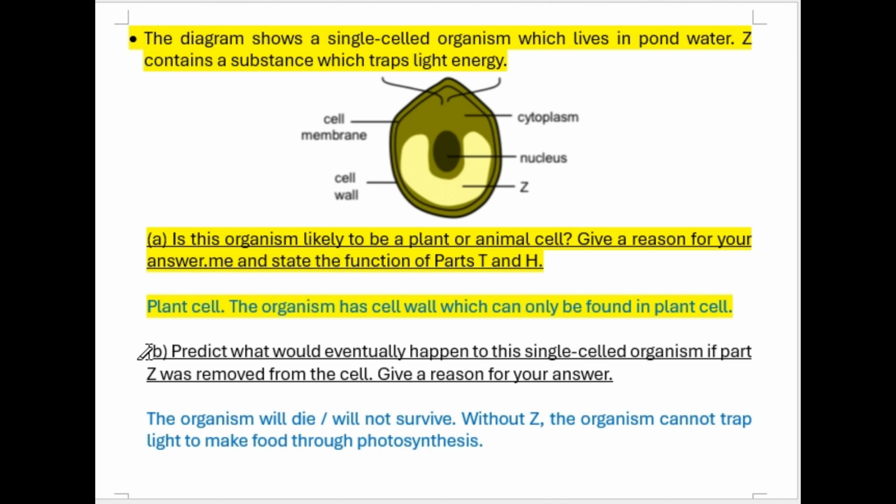B. Predict what would eventually happen to this single-cell organism if part Z was removed from the cell. Give a reason for your answer. The organism will die / will not survive. Without Z, the organism cannot trap light to make food through photosynthesis.